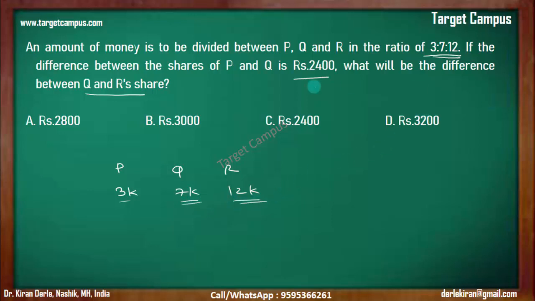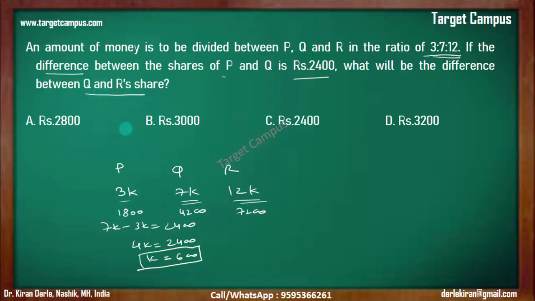Now the difference between the shares of P and Q, that means 7k minus 3k is equal to 2400, right? By this way we are going to get the value of k. So 4k is equal to 2400, k is equal to 600, right? So if k is 600, this becomes 1800, right? And this becomes 4200, this becomes 7200. What will be the difference between Q's and R's share?